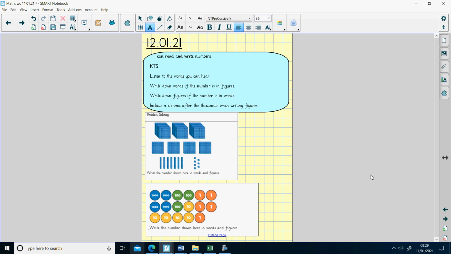Okay, here's some problems. So I have got some numbers here represented by our base 10, like we've got in school. You're going to write the number shown in words and figures, and then I've got a number here with my place value counters. I'd like you again to write the number shown in words and figures. Pause the video and do that for me now, please, and then come back to me for the answer.